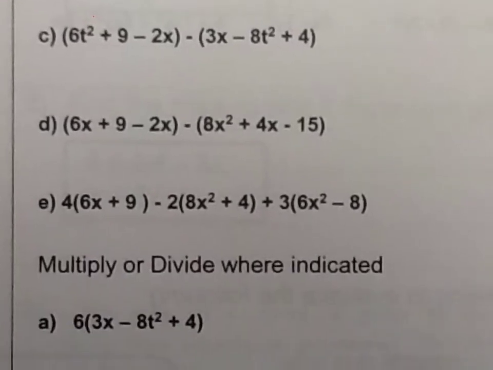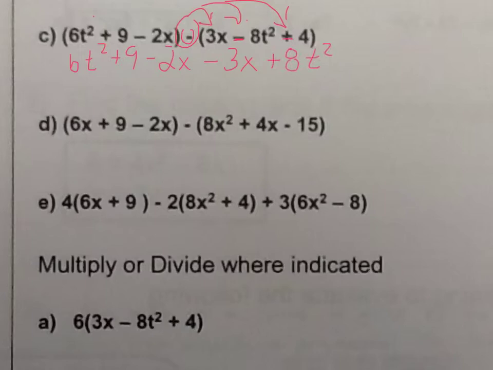Okay, so now we're going to have to rewrite this question, keeping in mind the tricky part here is this negative. So I'm going to write it as 6t squared plus 9 minus 2x. I distribute the negative sign into all of these, and now I'm left with negative 3x. A negative and a negative is a plus 8t squared, and a negative and a positive is a minus 4.